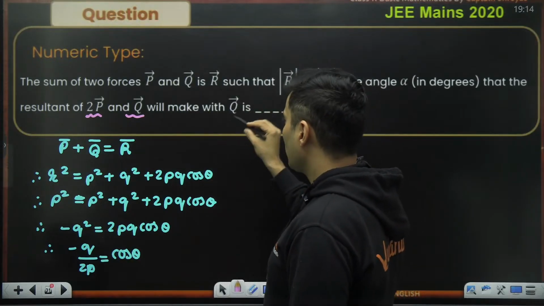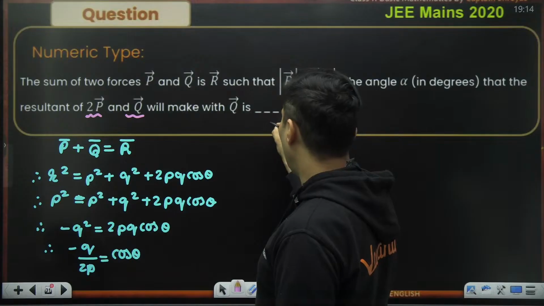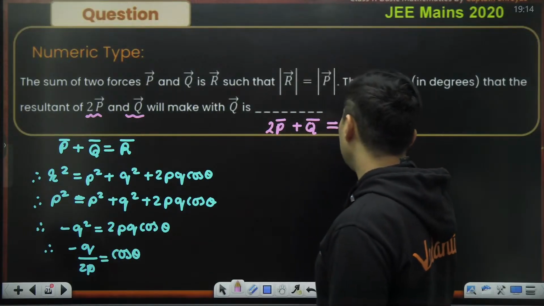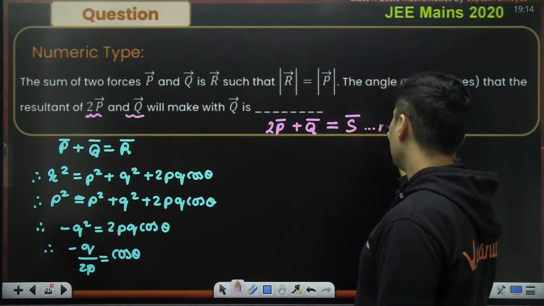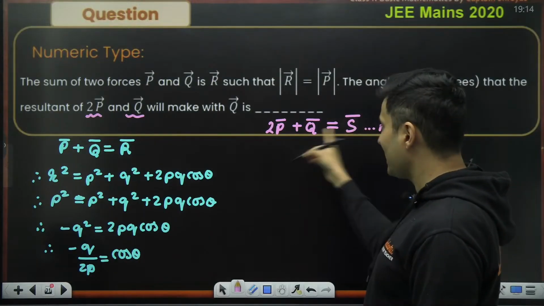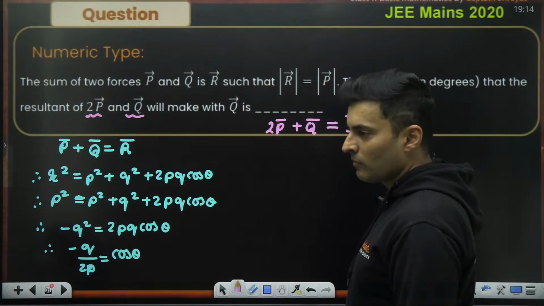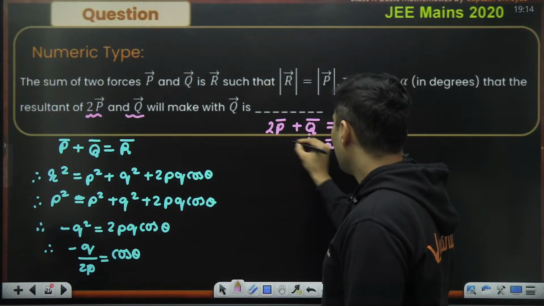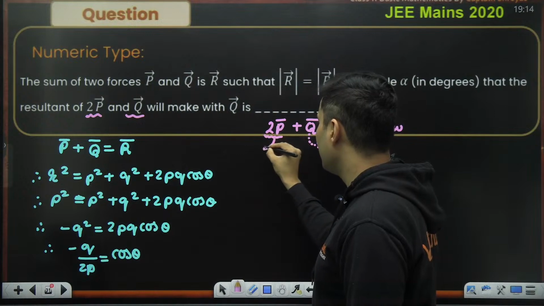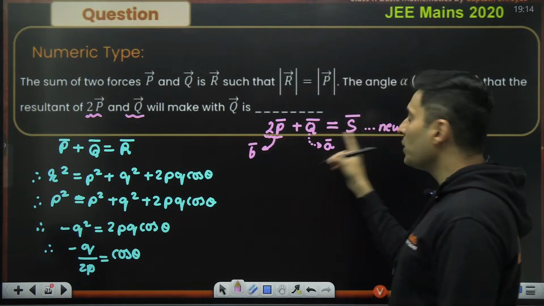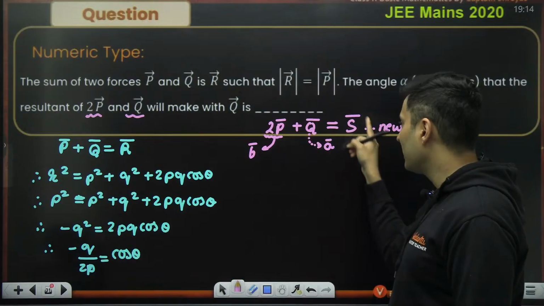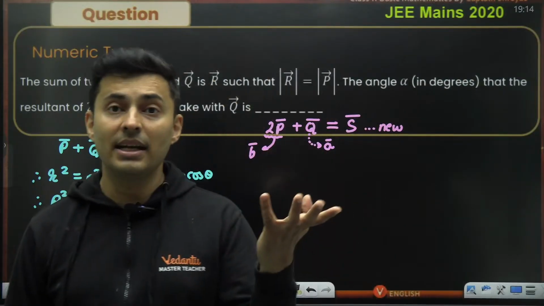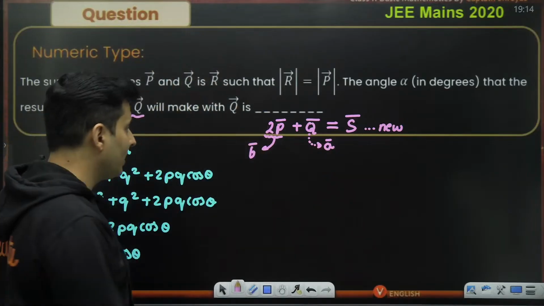The new resultant of 2P bar plus Q bar, let's say I call it S bar. This is the new resultant. So how much angle will this make with Q? Think of this like our vector A, think of this entire thing as vector B, and I had given you one formula. What is the angle made by the resultant with any of the vectors? It was B sine theta upon A plus B cos theta. Do you remember that formula?